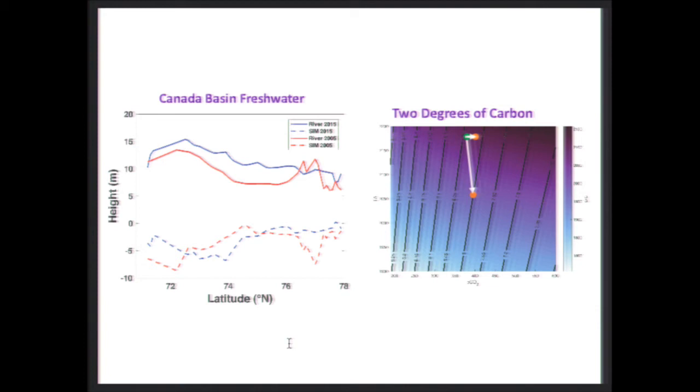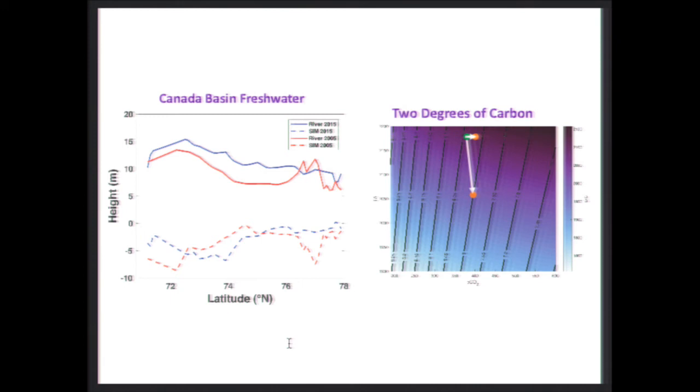And you also have to remember that there are 4 measured carbon parameters and 2 degrees of freedom. So on the right, you have pCO2 on the X, TA on the Y, the color is DIC, and the contours are pH. And so you have to know 2 of those in order to constrain the system.